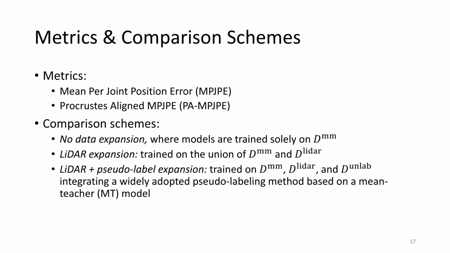We evaluate performance using 2 standard metrics, mpJPE and pmpJPE. Both are reported in centimeters, and lower values indicate better performance. We compare against several settings: training with no data expansion, training with LiDAR expansion, and training with both LiDAR data and pseudo-labeling using a mean teacher baseline. This allows us to evaluate the effect of each component and the full EMDUL pipeline.